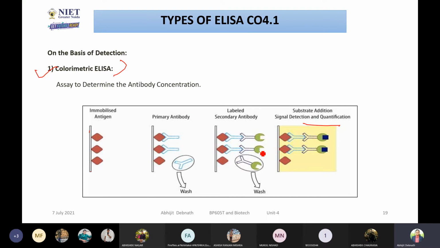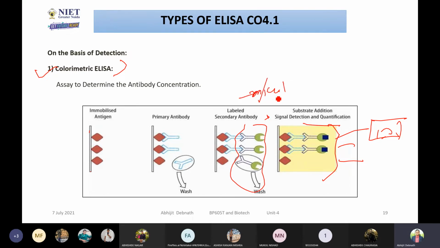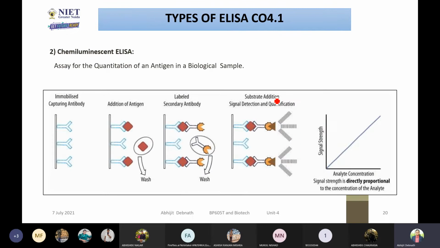Signal detection, some probe we're actually using, no? Some colorless substrate we're actually adding. It is giving you some color. So whatever colorless substrate we're adding and giving the color, some signal you are able to get, some color. You can amplify that and you can do the study on a computer and you can get the antibody concentration, how much antibody is actually present per microliter, per 1 ml. You can detect that.